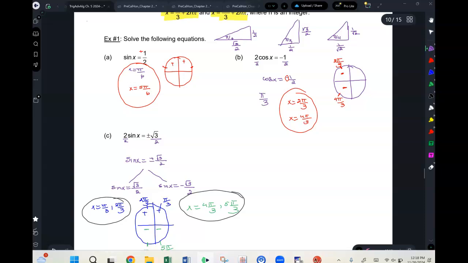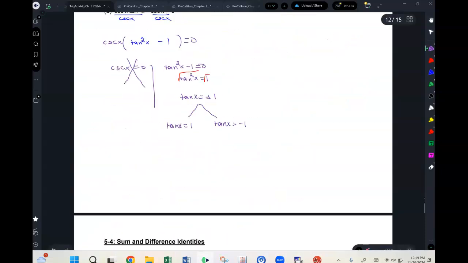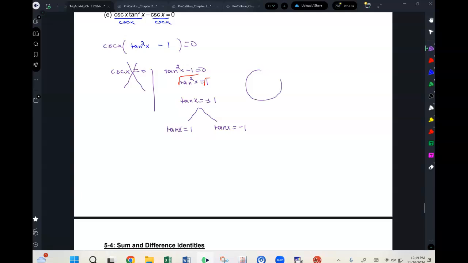Why? This over this has to be 1. That's got to be the pi over 4. So it's positive 1 here and here. So pi over 4 and 5 pi over 4.